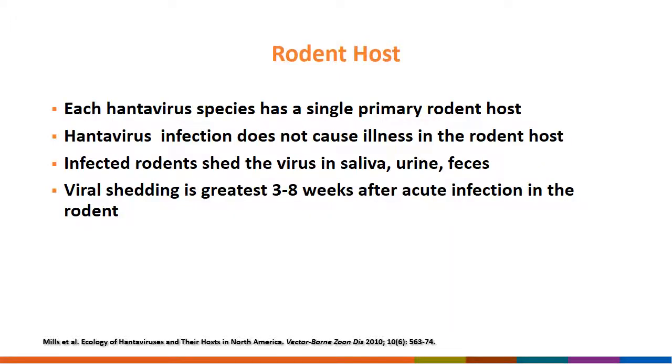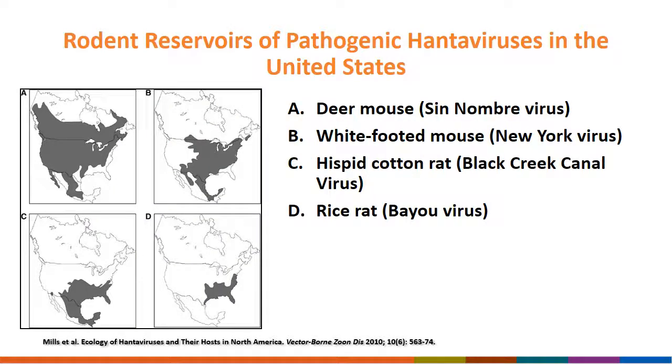In general, each hantavirus has a single primary rodent host species in which the virus is maintained. Hantavirus infection does not cause any apparent illness in the rodent. Infected rodents can shed the virus in saliva, urine, and feces for the length of their lives, but viral shedding is greatest 3 to 8 weeks after acute infection. In the United States, there are 4 pathogenic hantaviruses: Sin Nombre virus, New York virus, Black Creek Canal virus, and Bayou virus. Each of these pathogenic hantaviruses has a unique rodent reservoir.